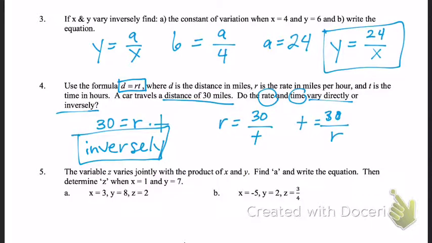So if z varies jointly with the product of x and y, then my equation is going to be z equals x times y. And I want to find A, write the equation, and determine z when x equals 1 and when y equals 7. So I need to add the constant of variation, which is A.